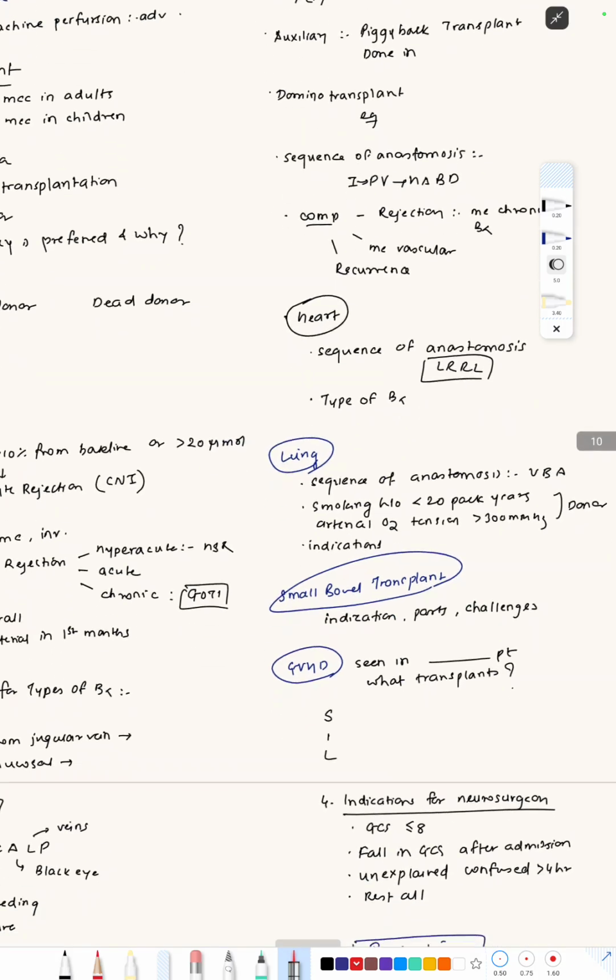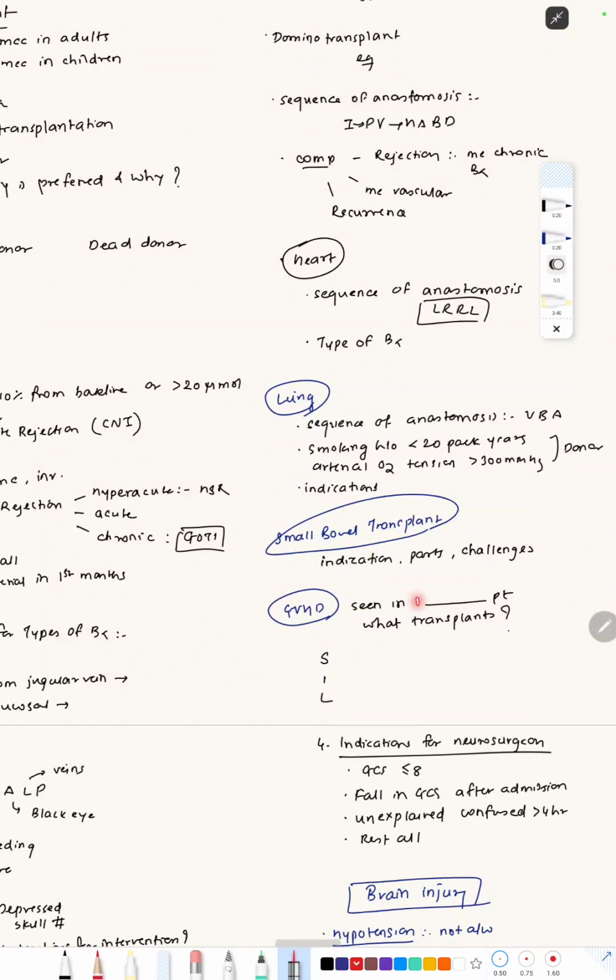Next is the graft versus host disease. So graft versus host disease is seen in immunocompromised patients. And what are the transplants wherein it is commonly seen? It is seen in small bowel transplant and it is seen in bone marrow transplant.